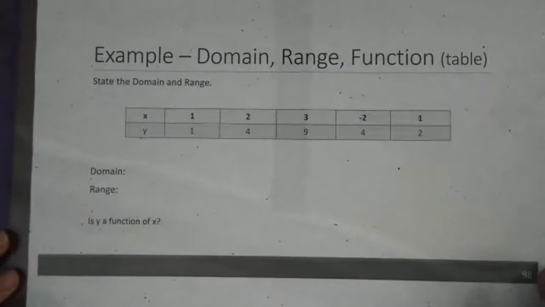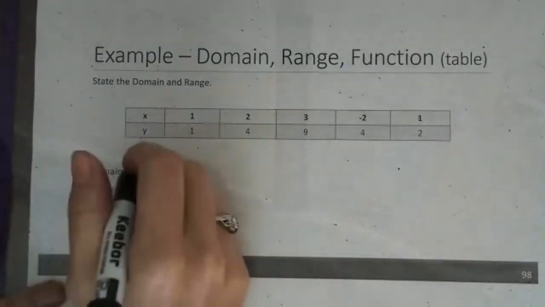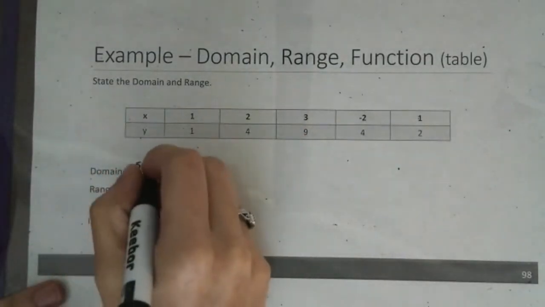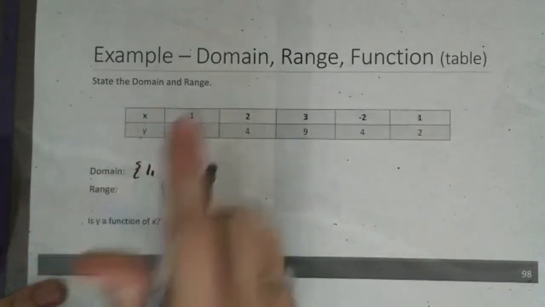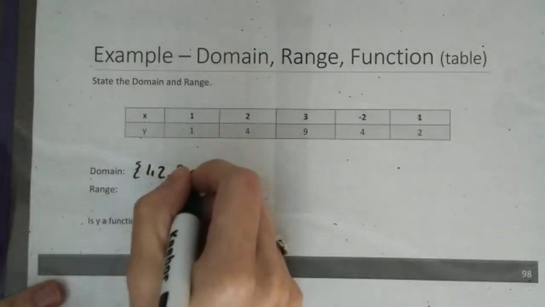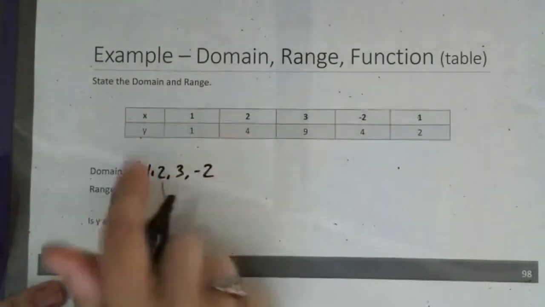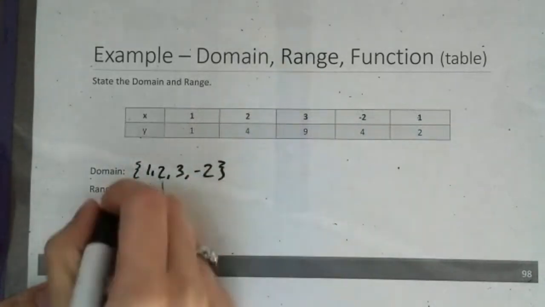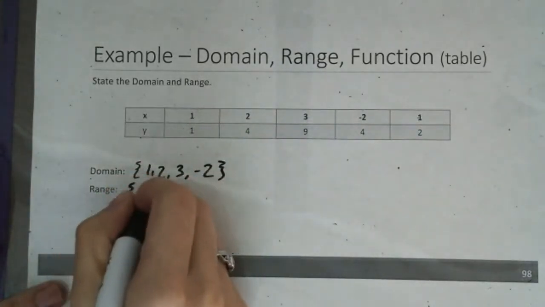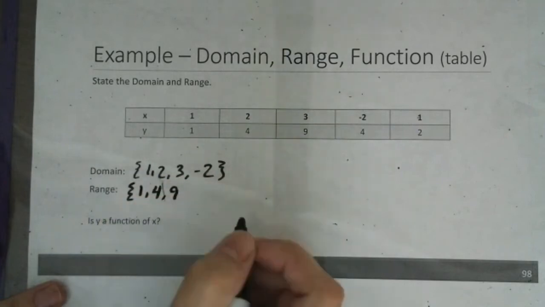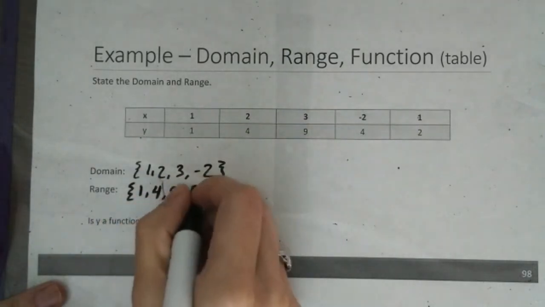Here we have another table. Our domain will be 1, 2, 3, -2. 1's already on my list, don't have to write that twice. My range will be 1, 4, 9. 4's already on my list, 2.